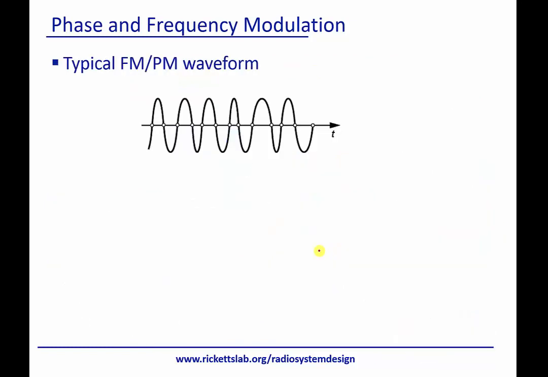All right, so that's a little bit of mathematics about phase and frequency modulation, and here's just an example of an FM/PM waveform. Sometimes it's really hard to tell whether it's frequency or phase modulated, and the reason is because there is no difference, right? We're just changing that argument of cosine and sine.